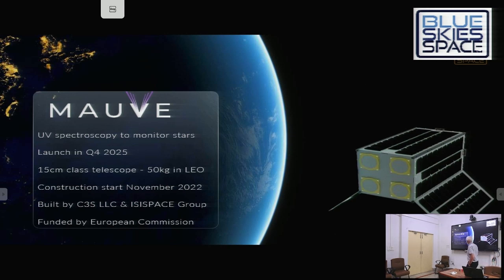And so we don't build anything. We manage them. We sell the data. C3S built the satellite. ISIS Space built the instrumentation. So C3S are in Hungary, and ISIS Space are Dutch, in the Netherlands.